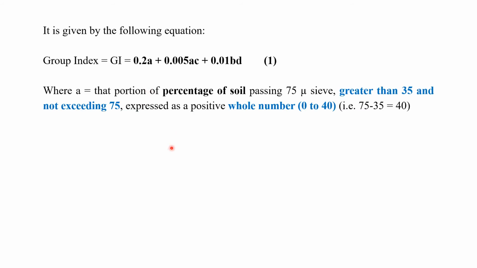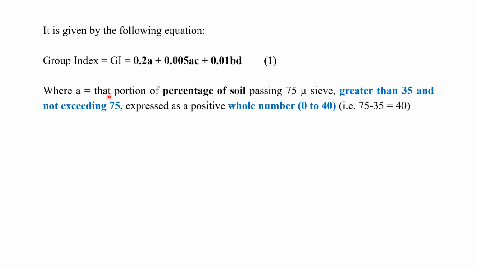Now we shall see group index. There is one formula to calculate the group index. What is the formula? GI is equal to 0.2A plus 0.005AC plus 0.01BD, right? This is the formula. Now we have to understand what is the meaning of A, C, B and D. इसका मतलब क्या होता है, ये हम लोग को समझना जरूरी है.